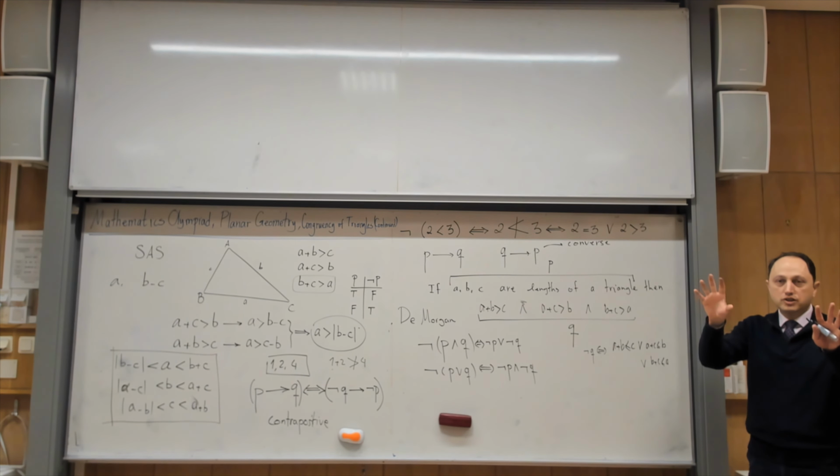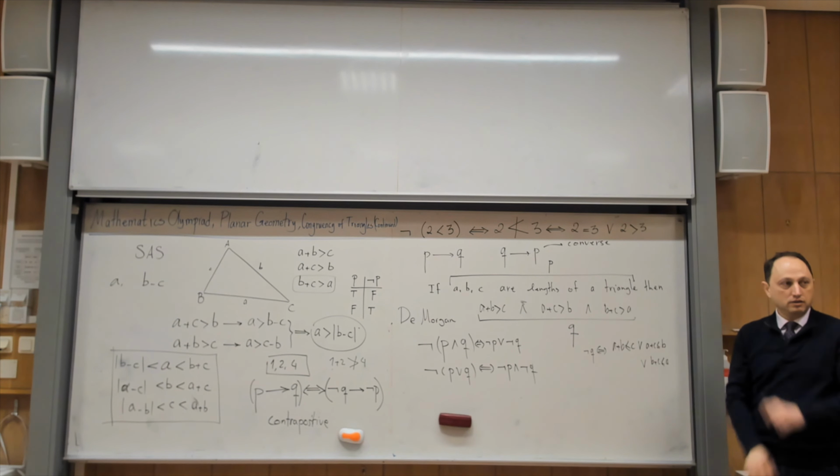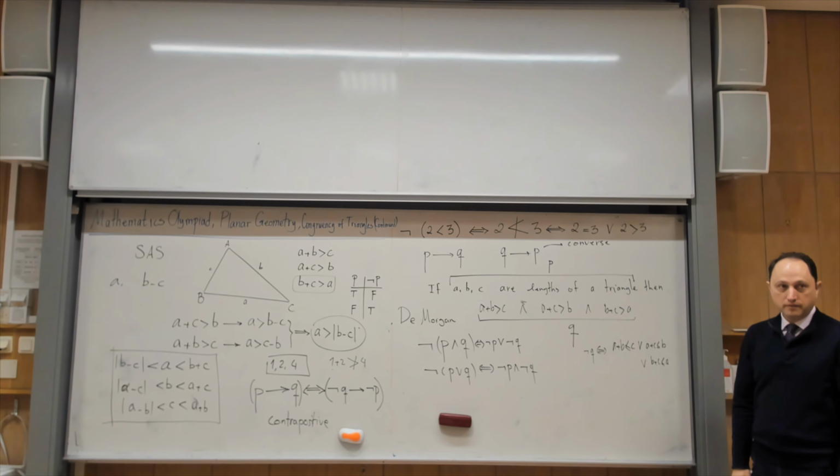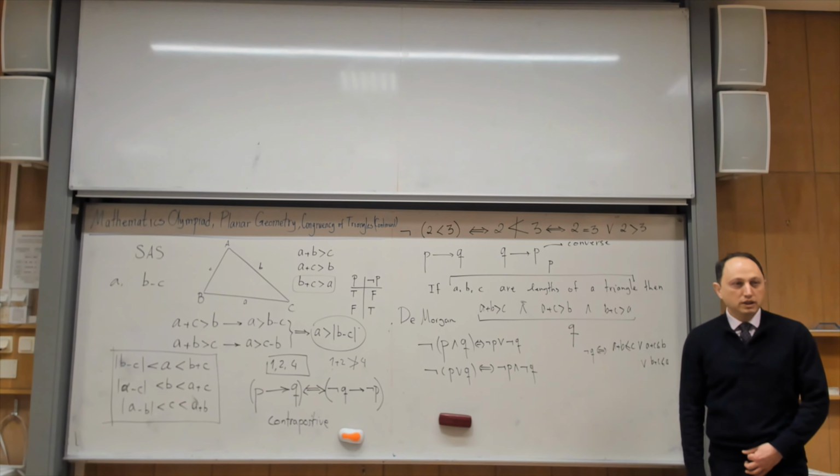The converse, you just change the Q and P. So how do you read it? If A plus B is greater than C and everything else, then A, B, C are lengths of a triangle. Yes. Okay, but do you think this is true or false?